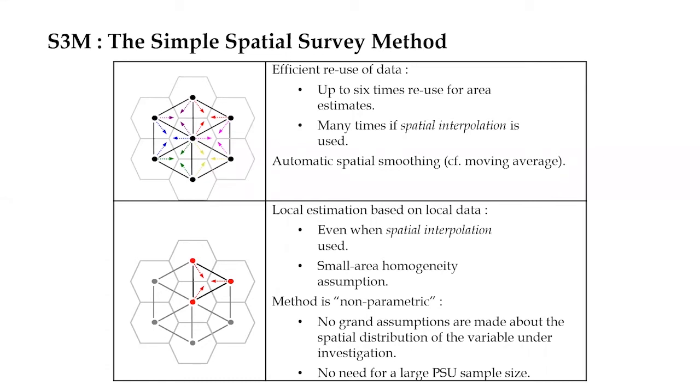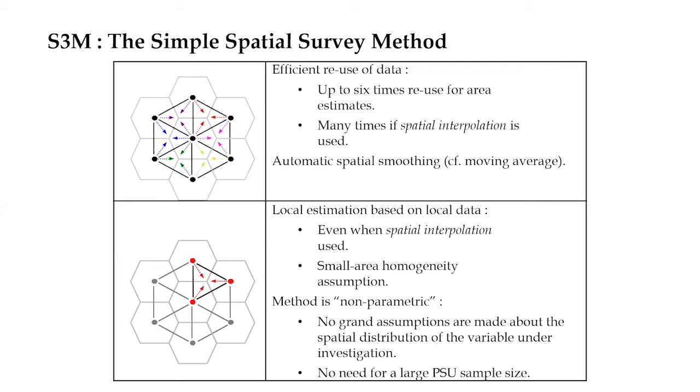Also, in the simple tile-based method, as we move from one triangle to its neighboring triangle, we still keep some of the data from that previous triangle. So we get an automatic spatial smoothing, as we would with a moving average of span 3 in a time series. So it doesn't smear out change, but it smooths out the very high frequency spikes, as it does in a time series.